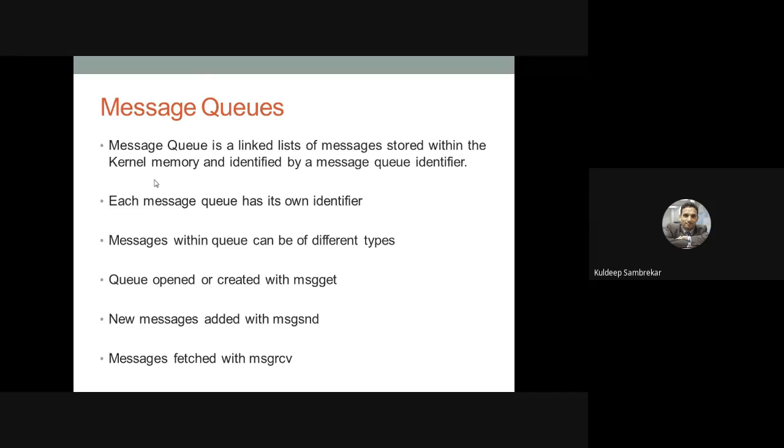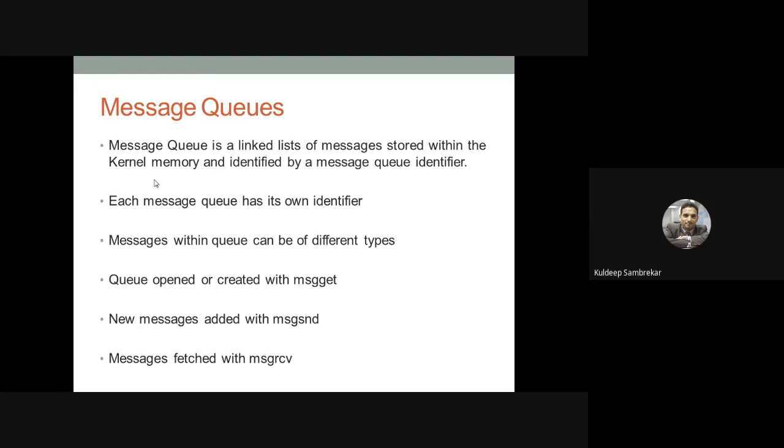So what are message queues now? A message queue is like a linked list of messages stored within the kernel memory and identified by a message queue identifier. Just like a linked list has a data field and a node field, where it stores the information and the node field indicates which block you are accessing. Here we call it a message queue identifier. Each message queue has its own identifier, a unique value which can be used for further communication.